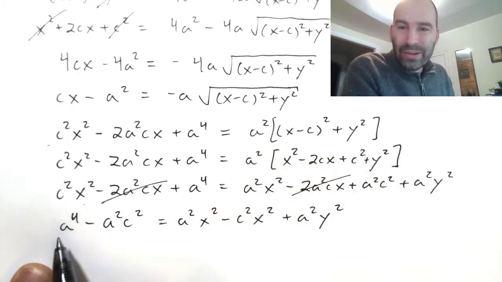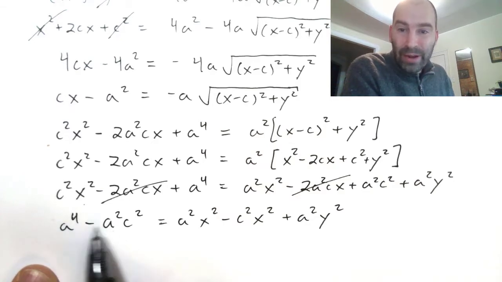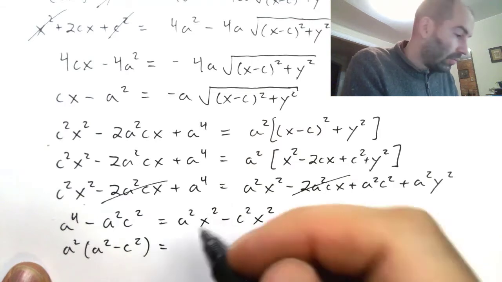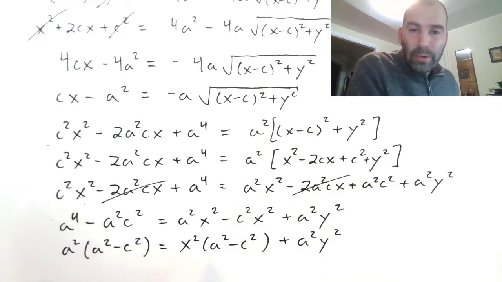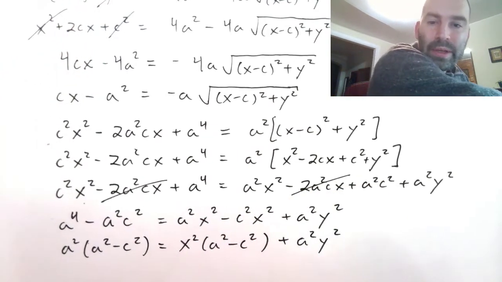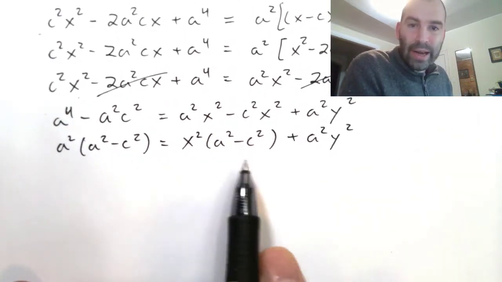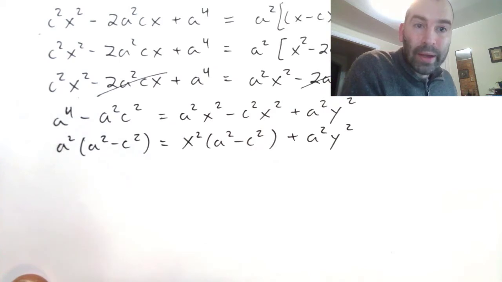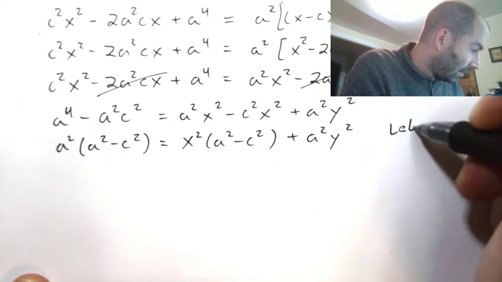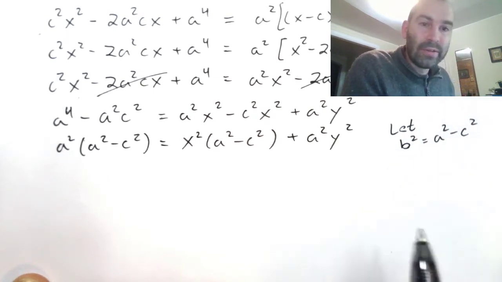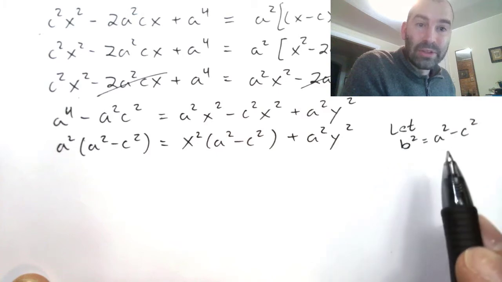Okay, so now I can do some factoring. I can factor out the a squared over here. And I can factor out an x squared from these two terms. Okay, so here we are. What we're going to do now is, because I see this term a squared minus c squared here and here, I'm going to represent that by a new variable. All right, we are going to let b squared equal a squared minus c squared. All right, we're going to just make this substitution.